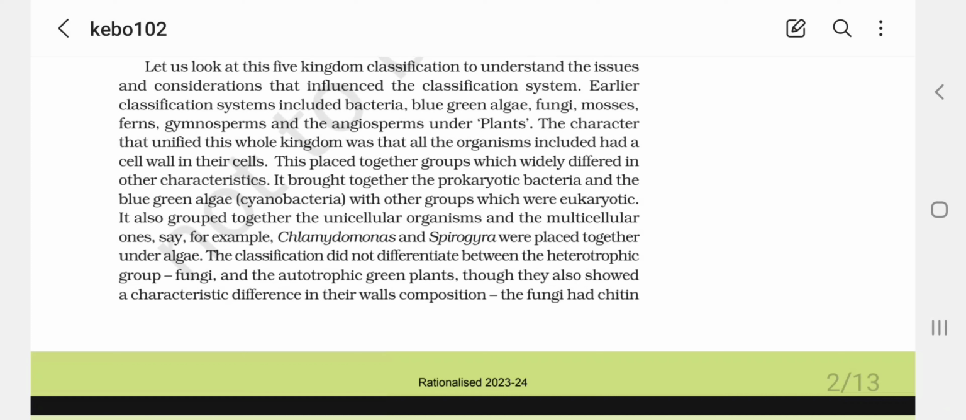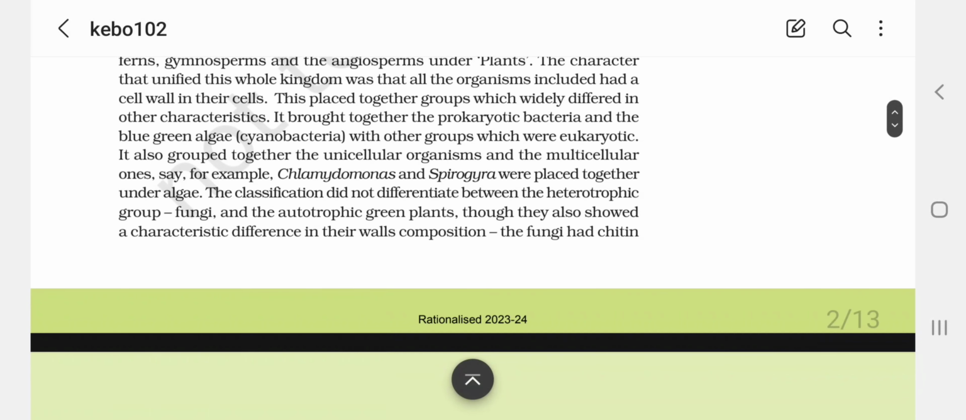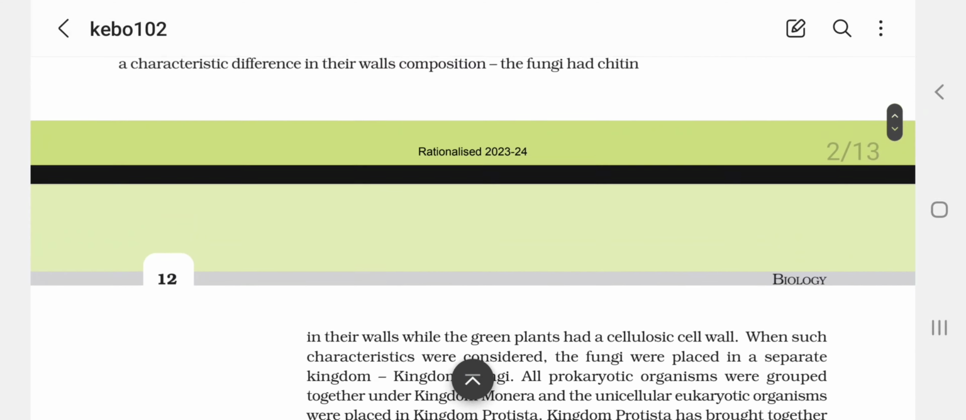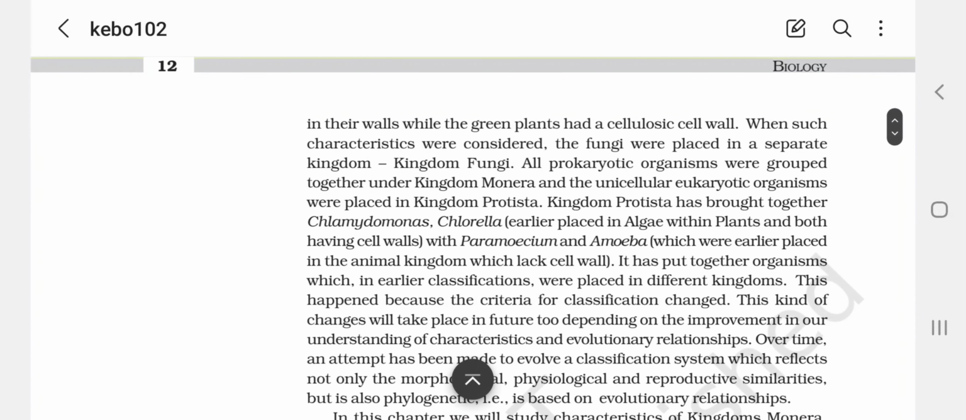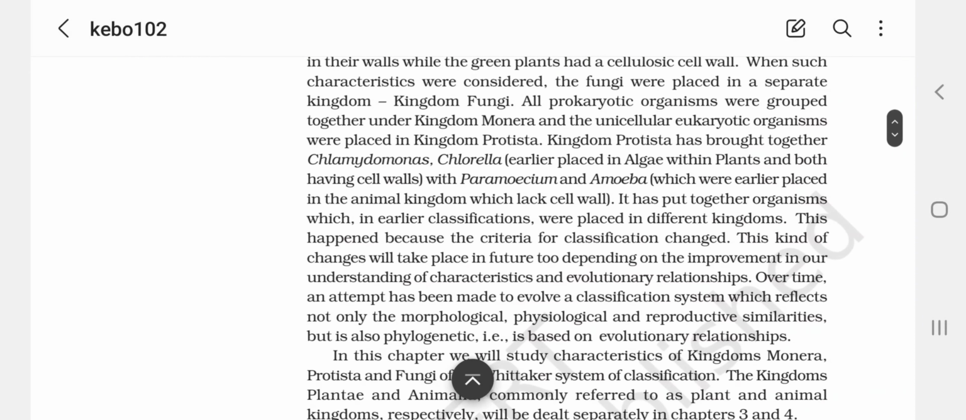Say, for example, Chlamydomonas and Spirogyra were placed together under algae. The classification did not differentiate between the heterotrophic group, fungi, and the autotrophic green plants, though they also showed a characteristic difference in their wall composition. The fungi had chitin in their walls, while the green plants had a cellulosic cell wall. When such characteristics were considered, the fungi were placed in a separate kingdom, Kingdom Fungi.